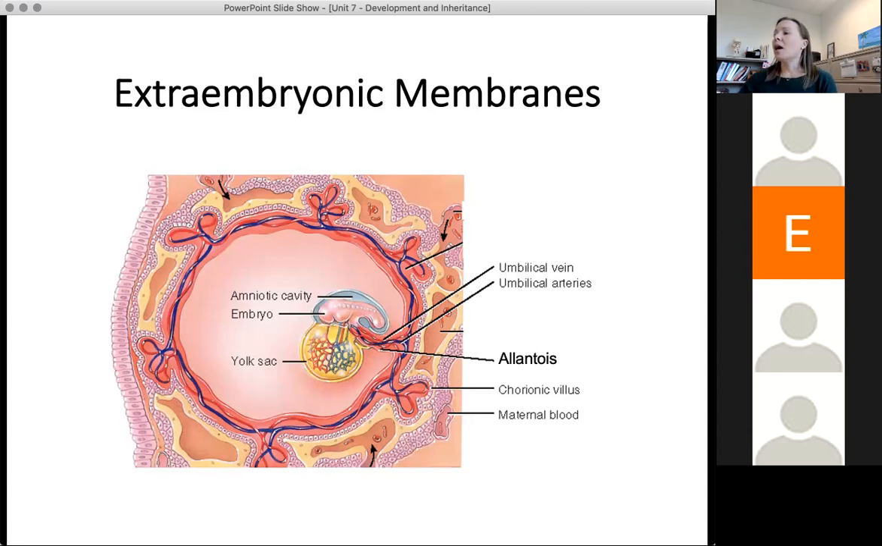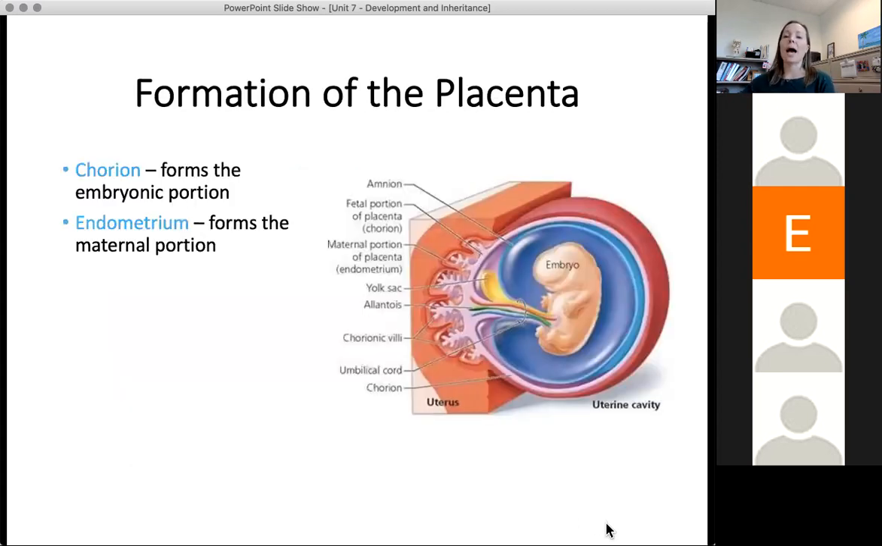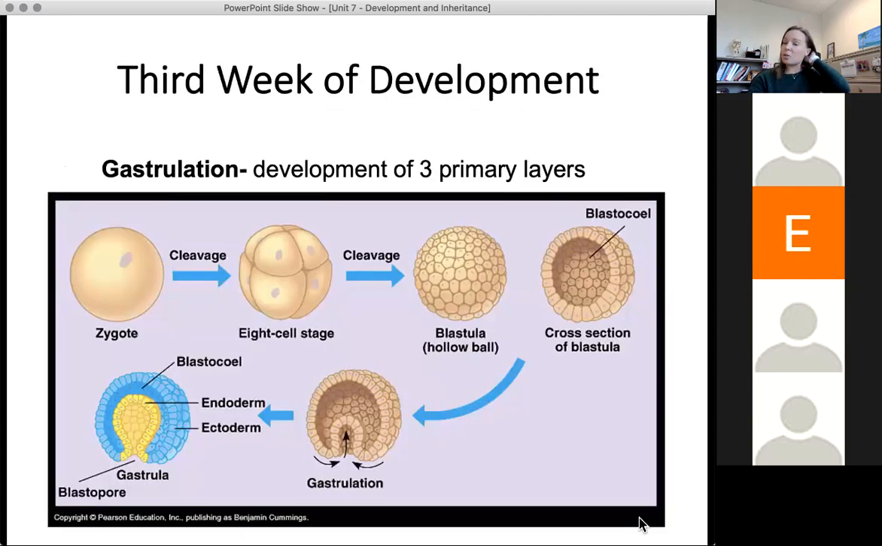Okay. Going down in your outline, you can see that during week 3, the process of gastrulation occurs, which is when the embryo develops 3 primary layers, which are ultimately going to become specific things in the body, specific tissues. So gastrulation produces what's called a gastrula. And during that time, you develop these 3 layers, which are listed on the left side of the chart. You have ectoderm, the outer layer, mesoderm, which is the middle layer, and endoderm, which is the inner layer.